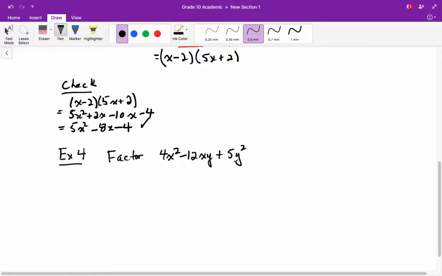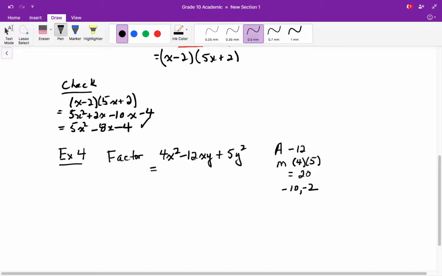The approach to factor this is the same as the others, but in our final answer, not only are the first terms in each bracket going to have an x, the last terms in each bracket are going to have a y to complete the y squared. So we're looking for two numbers that add to negative 12 and multiply to 4 times 5, which is 20. Two numbers that add to negative 12 and multiply to 20 would be negative 10 and negative 2.